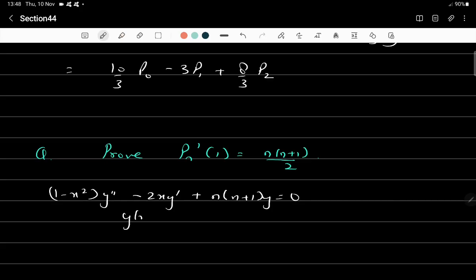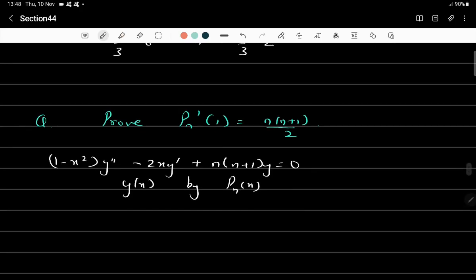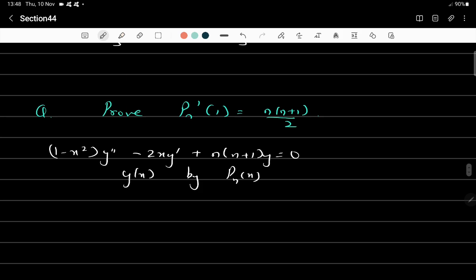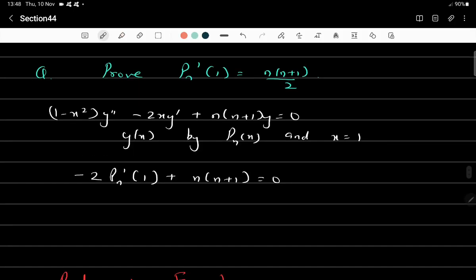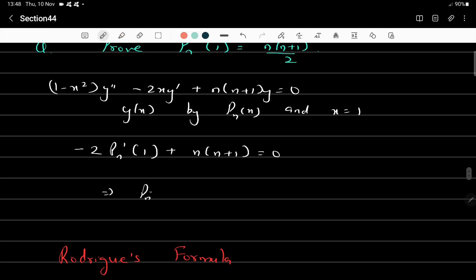If I replace y(x) by Pn(x), because I need Pn' and Pn'(1), and put x equal to 1, then what will become? The first term would be 0, since 1 - x² is 0. The next term is -2, x is 1, Pn'(1), plus n(n+1) is equal to 0. That gives me Pn'(1) is equal to n(n+1)/2.